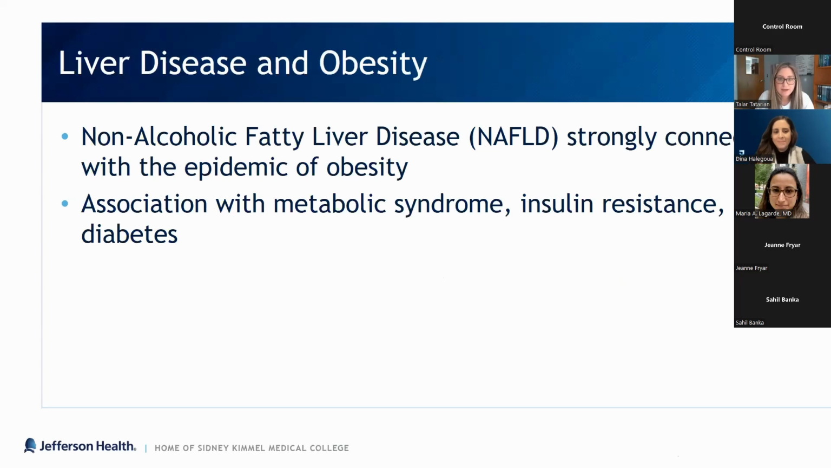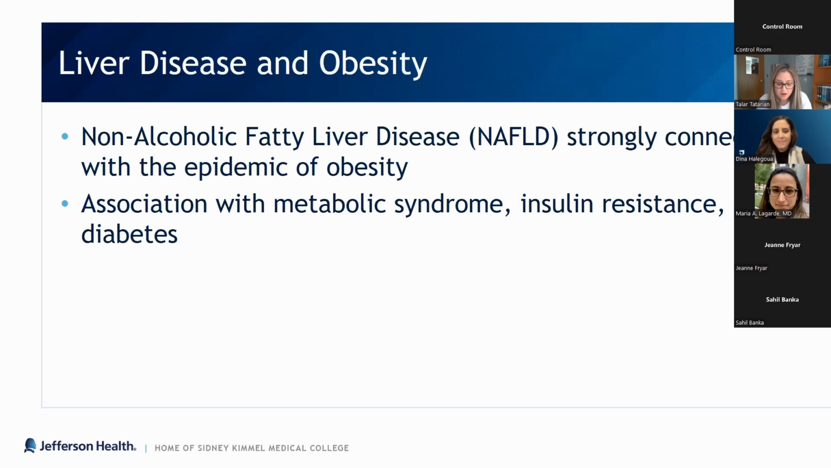Non-alcoholic fatty liver disease, as we've seen, has really paralleled the rise in obesity. There's a really strong connection with the epidemic of obesity, as well as an association with what we call metabolic syndrome. Metabolic syndrome being the overall presence of high blood pressure, cholesterol, diabetes, all of the other medical conditions that can come along with obesity, as well as insulin resistance and diabetes, as we just heard about.